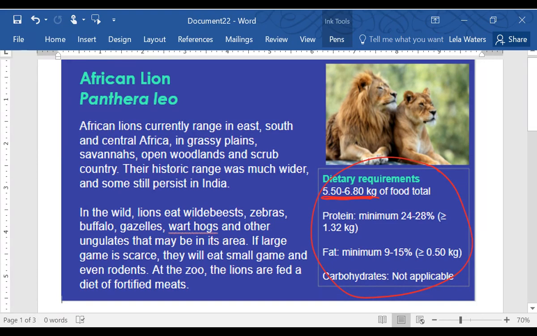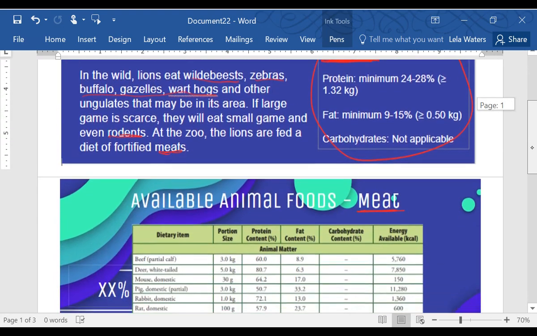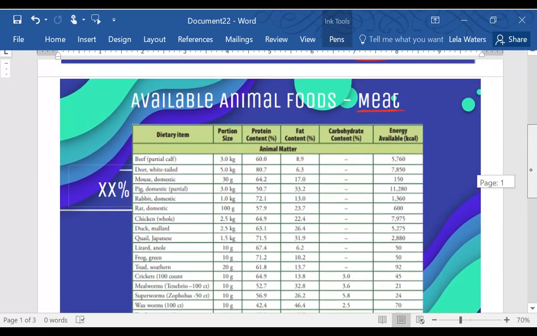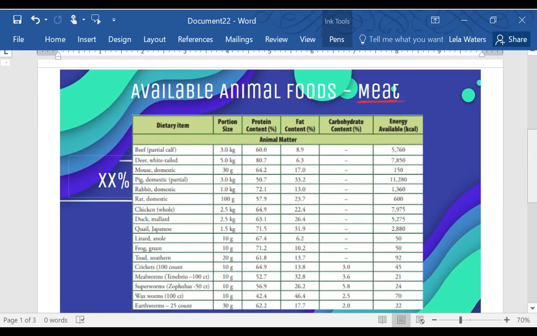Right here, I'm seeing that lions eat wildebeest, zebras, buffalo, gazelles, warthogs, that they eat rodents, and that they eat meat. Okay, there's no plants listed there, so that means that a lion is a carnivore. So you can check that out if you're not sure which table you should look at for your species. Okay, so these are the options for the lion's diet.